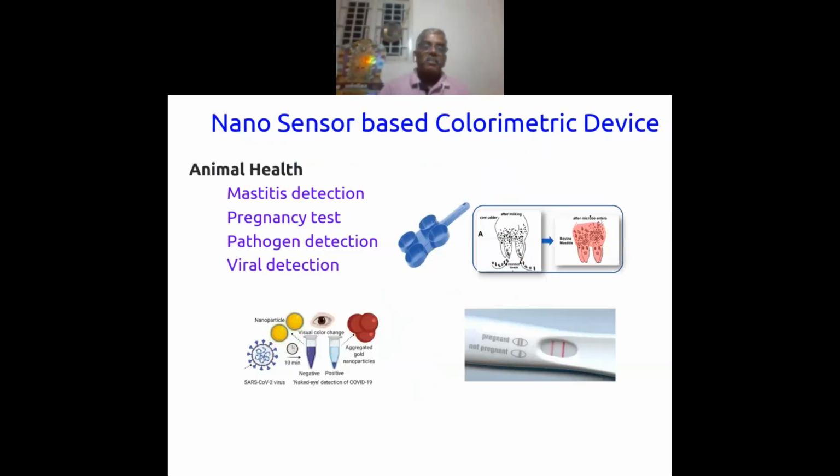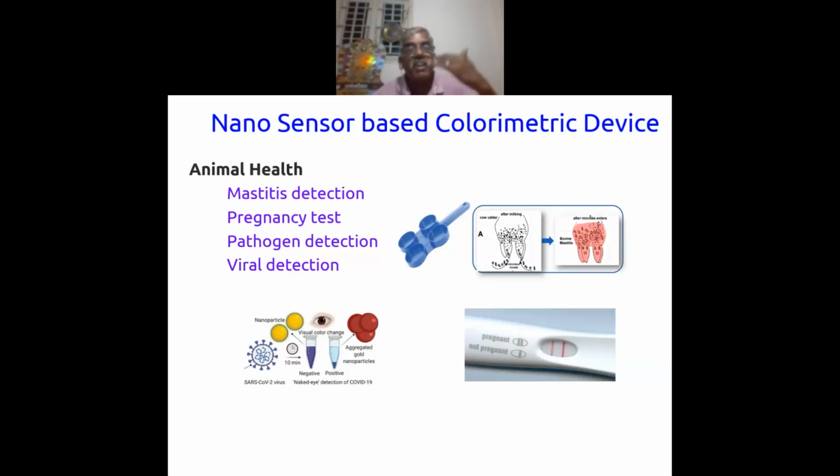Okay, so as I said before, sensors are also playing a major role in different ways, such as mastitis detection, and not only curing disease but also detection of disease. A pregnancy test, as I said, in the buffalo. It is very difficult to identify mastitis, pathogens, and viruses, and viral detection is very useful for pandemic times, like the COVID-19 kit.